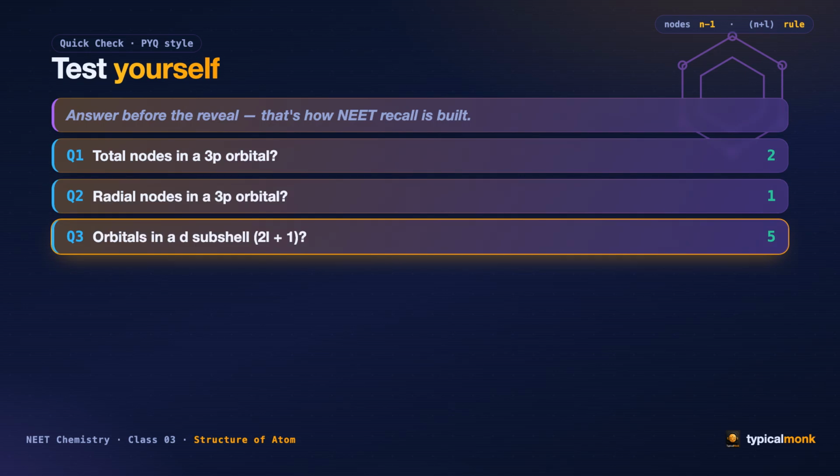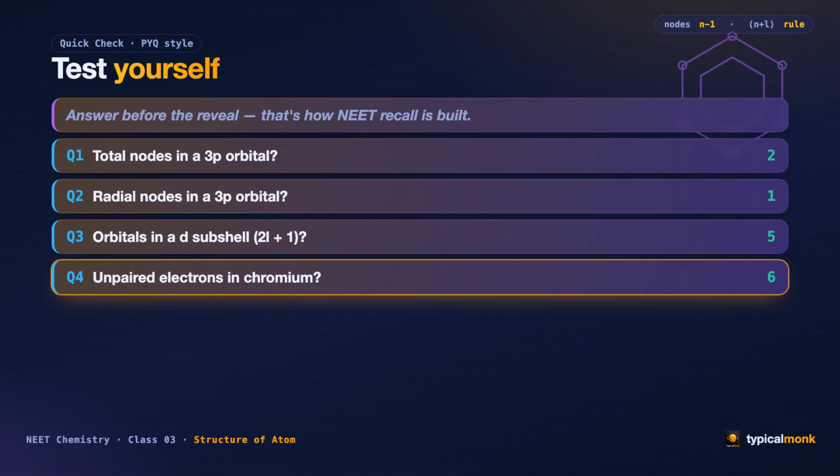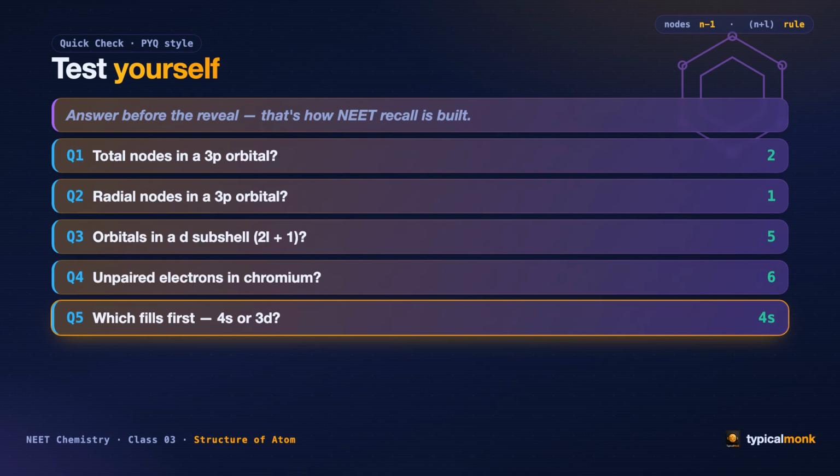Question 3. How many orbitals are there in a d subshell using 2l plus 1? l is 2, so 2 times 2 plus 1, 5 orbitals. Question 4. How many unpaired electrons does chromium have? 3d5, 4s1, 5 plus 1, 6 unpaired electrons. And question 5. The classic. Which fills first, 4s or 3d? By the n plus l rule, 4s has the smaller sum, so 4s fills first. If you caught everyone, you have truly understood today's class.